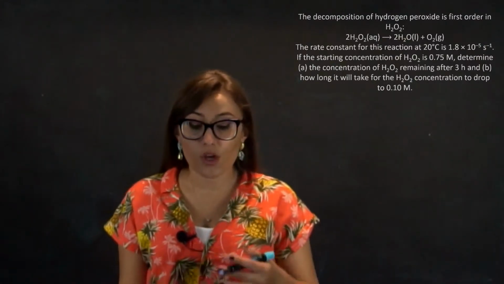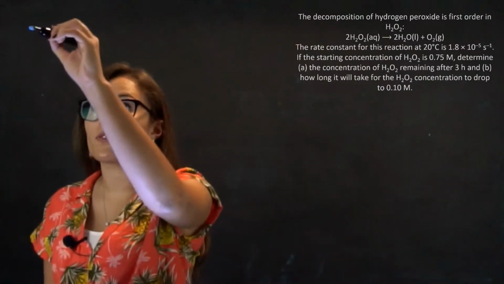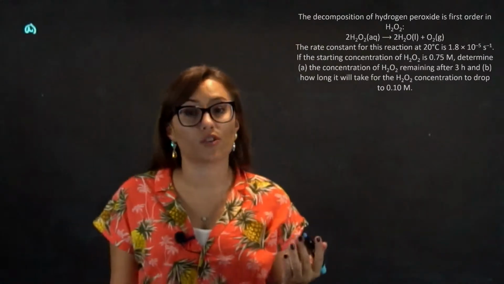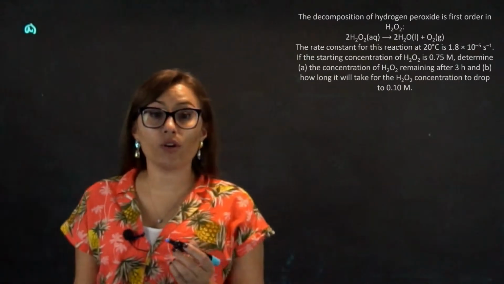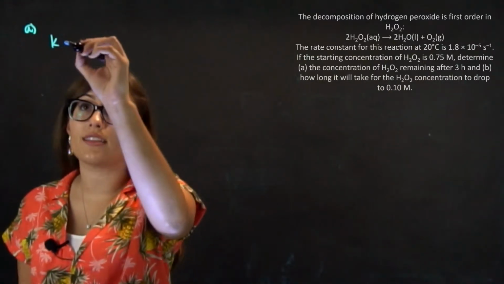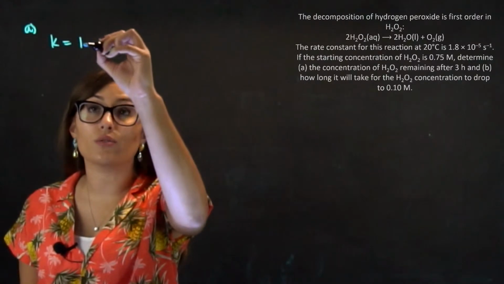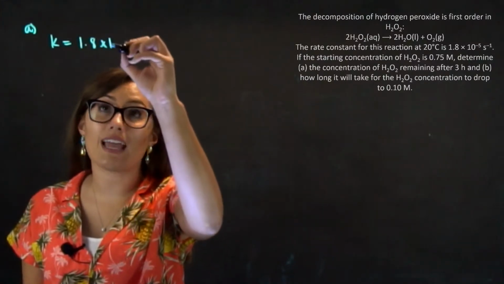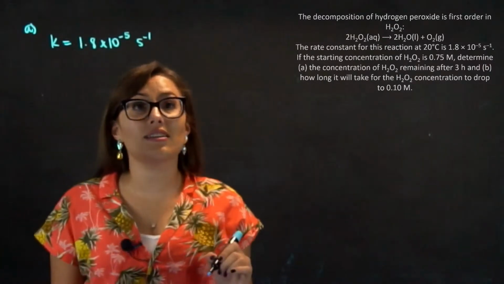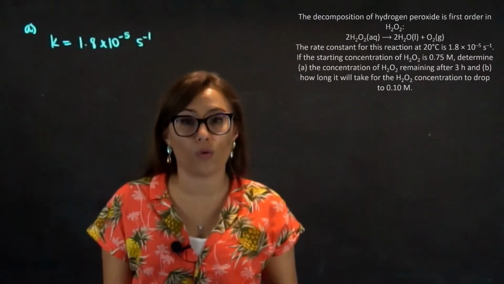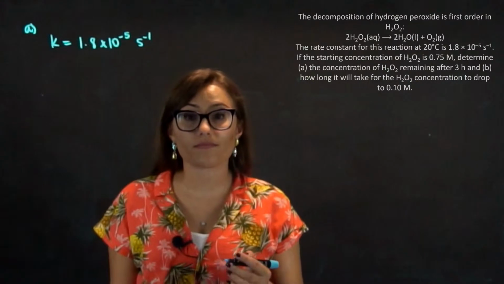0.10 molar. So when approaching this problem, the nice thing about this problem is they already told you it was first order. However, if you did not know it was first order, what you could have looked at was the rate constant. In this case, k is equal to 1.8 times 10 to the negative fifth per second. Per second is the units associated to a first order reaction.